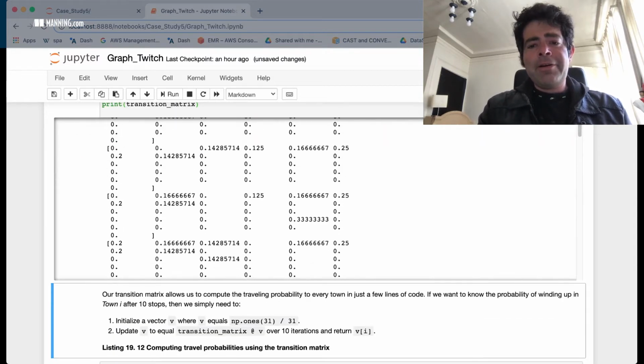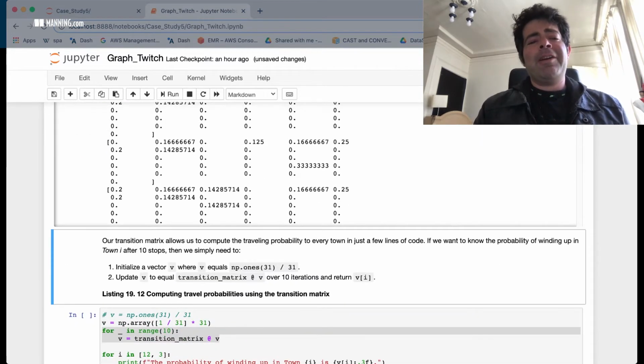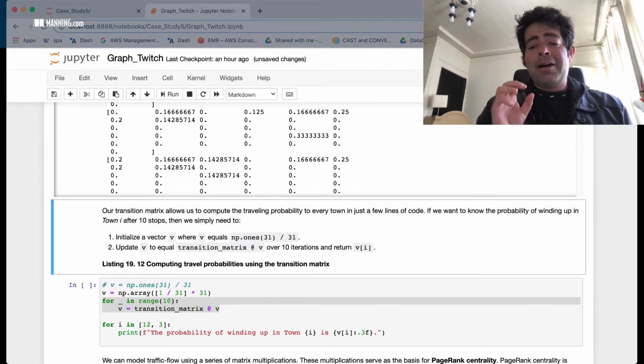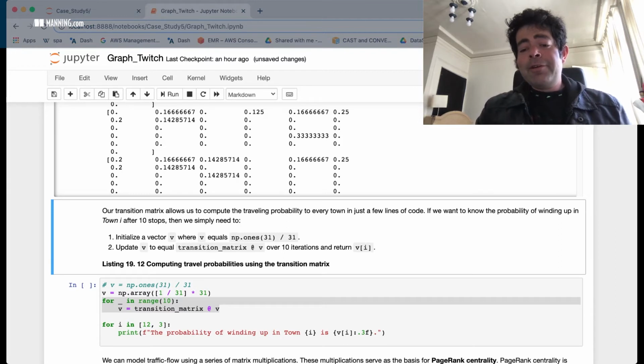So we have this probability matrix keeping track of our transitions. That's all well and good, but why do we care? Well, this is where the magic happens. With a bit of math, we can use the transition or Markov matrix to compute the probability of reaching any town after n stops.